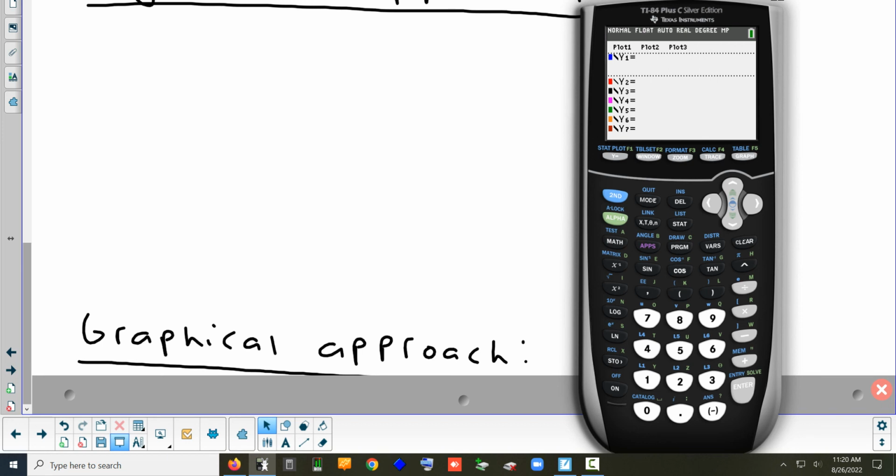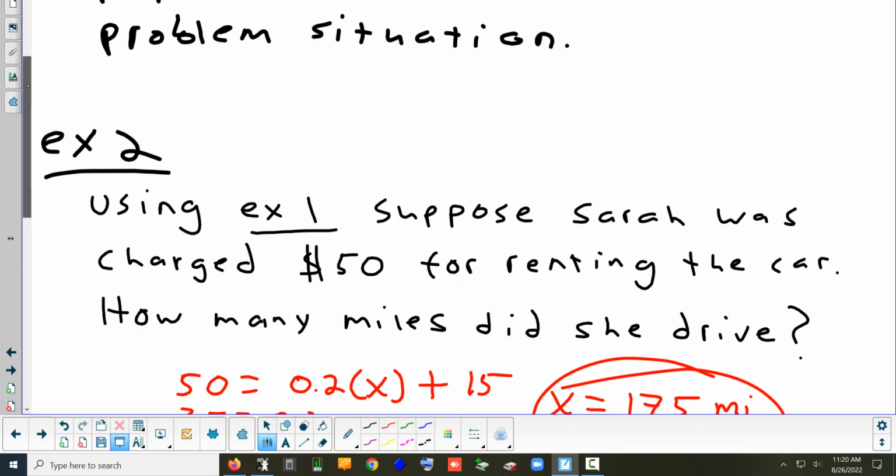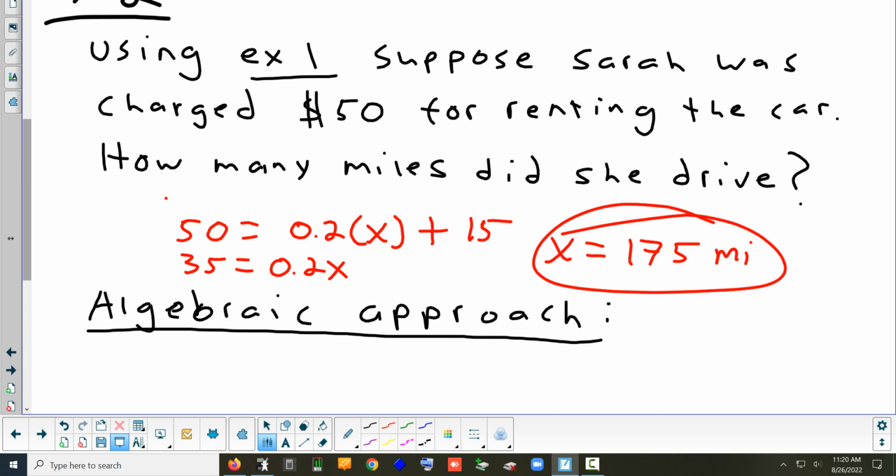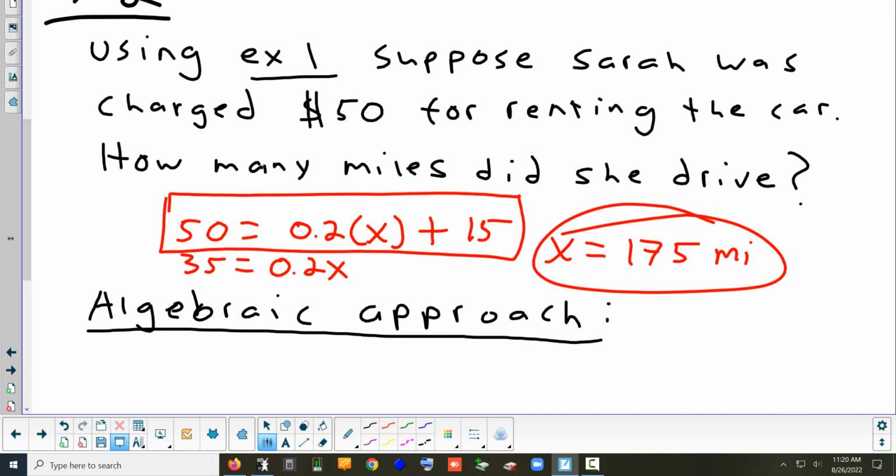So what we're going to do is we're going to look at our equation, which we had right here. And we're going to basically break it into two pieces. I want you to think of the left-hand side as y1, and I want you to think of this entire right-hand side as y2. So what we're going to do is we're going to graph the left-hand side of this, and then we're going to graph the right-hand side.